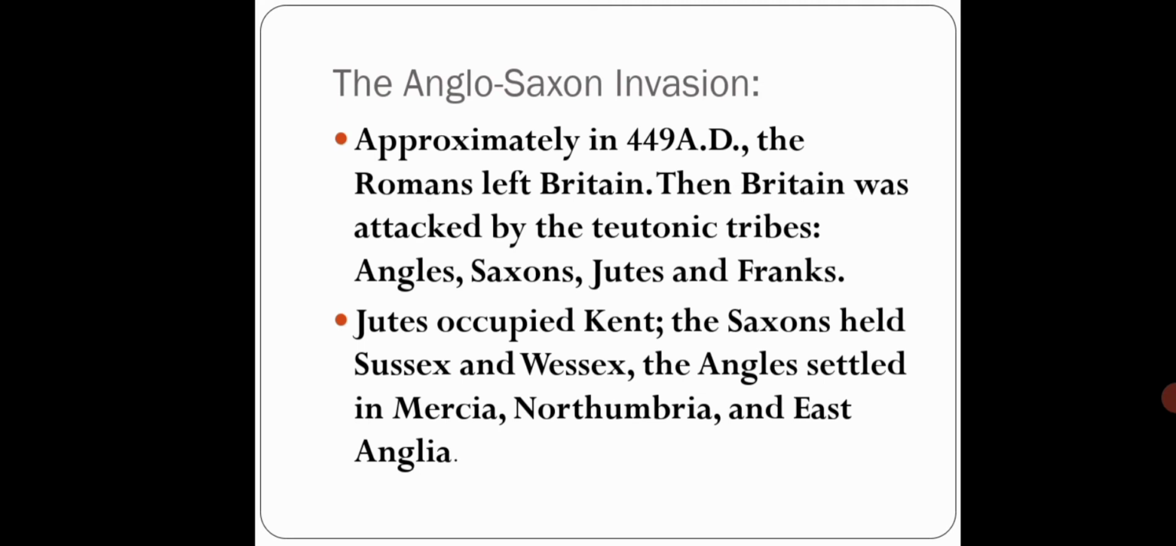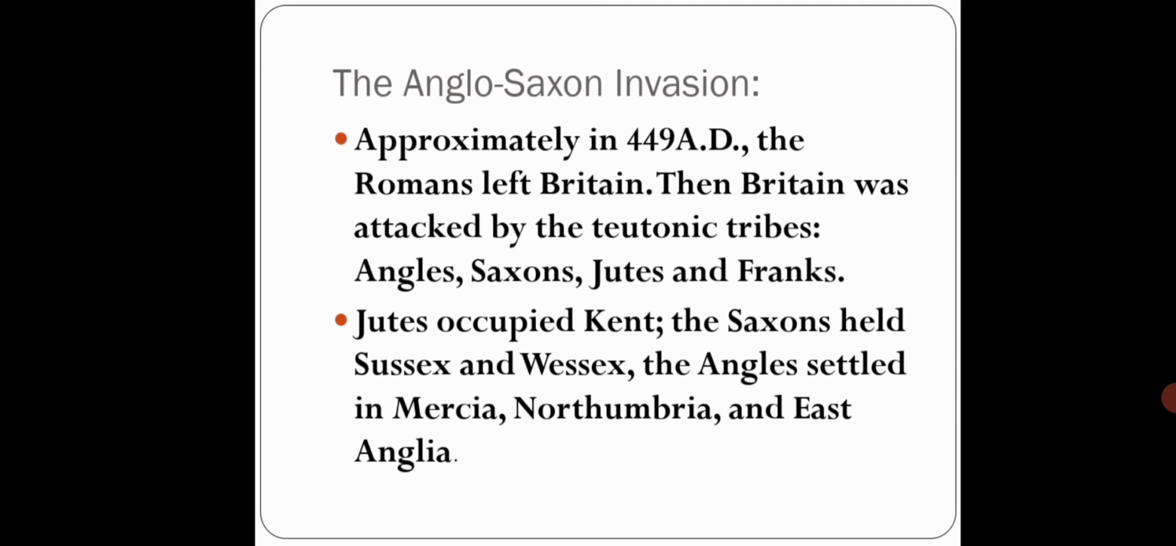Teutonic tribes means Germanic tribes. And who are those tribes? They are the Angles, Saxons, Jutes and Franks. And these four tribes of Teutonic origin mainly attacked Britain. And when they attacked Britain, as they were marauding tribes, they plundered the land. But gradually, among these tribes, 3 tribes settled in Britain, and they are Jutes, Angles and Saxons.